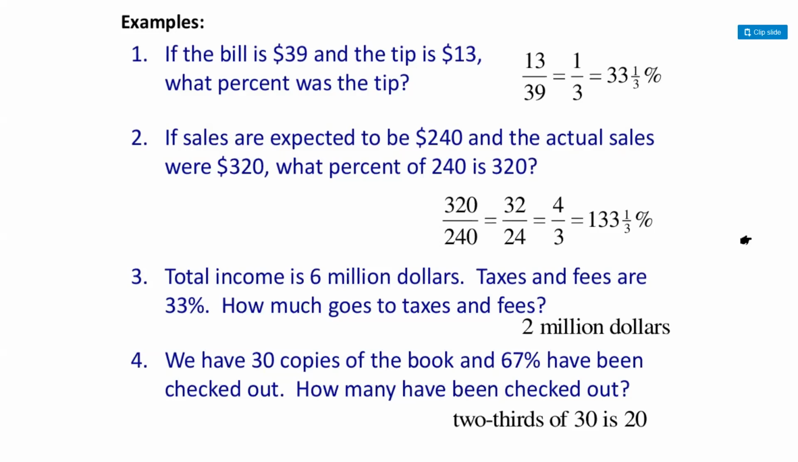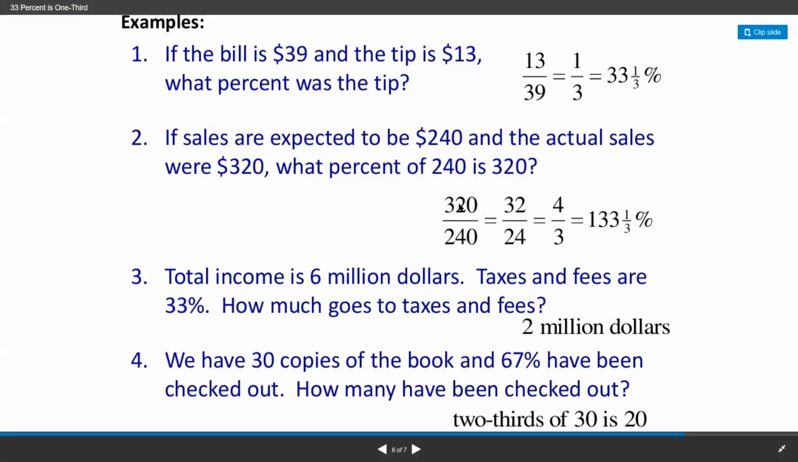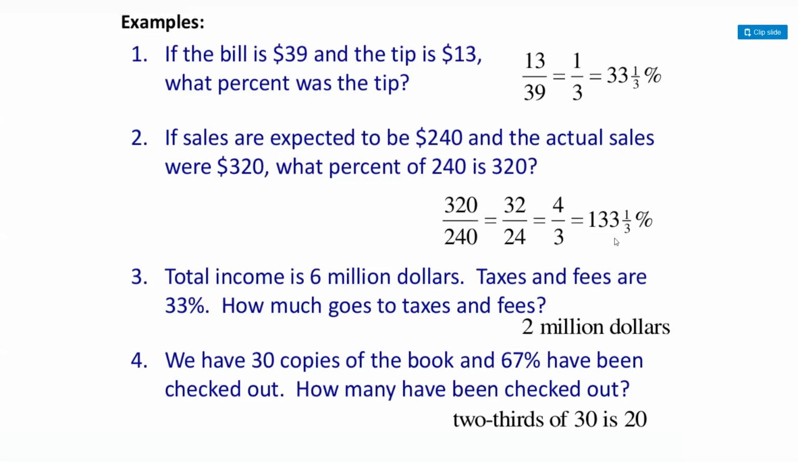Number 2, if sales are expected to be $240 and the actual sales are $320, what percent of 240 is 320? 320 over 240. Well, if I divide by 10, that gives me 32 over 24. And the common factor here is 8, so we get 4/3. 4/3 is 133 and a third percent.